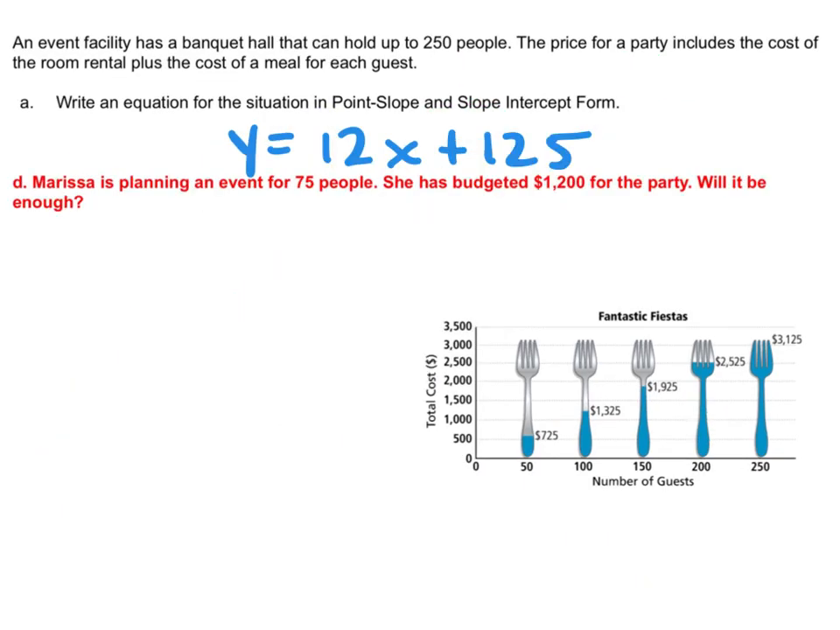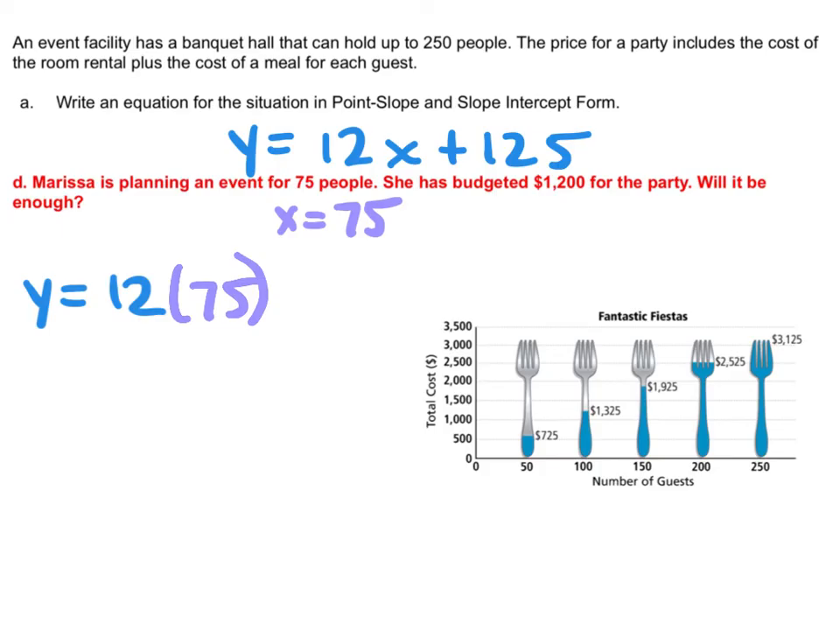And lastly, it says Marissa is planning an event for 75 people. She budgeted $1,200 for the party. Will it be enough? In order to determine whether it will be enough, we know that there's 75 people. So we're going to let x equal 75. So using my original equation, it would be y equals 12 times 75 plus 125 to see what that equals.